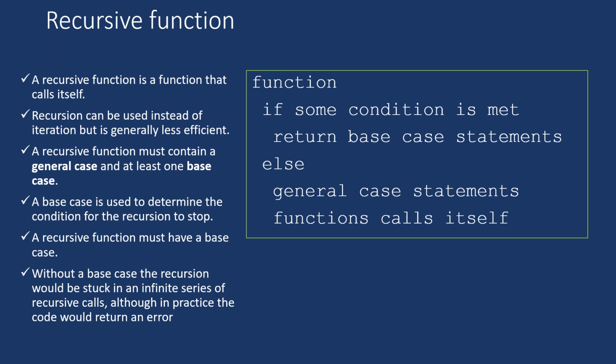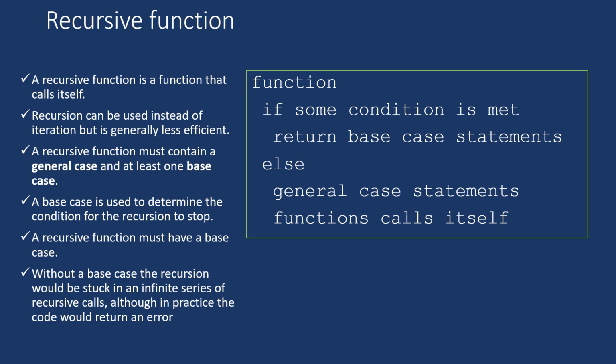So the purpose of the base case is to ensure that there is a condition for the recursion to stop, because without a base case, the recursion would continue to call itself, and then it would be stuck in this series of infinite recursive calls, although in reality the code would just return an error.